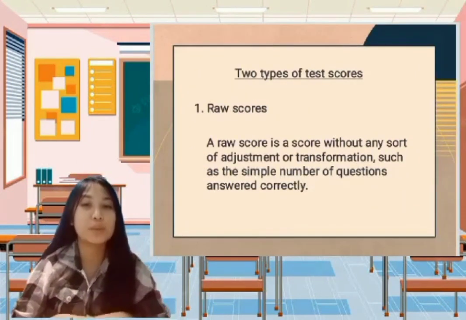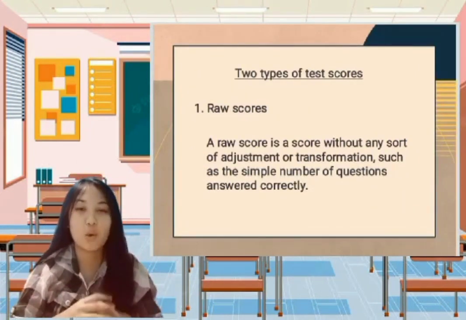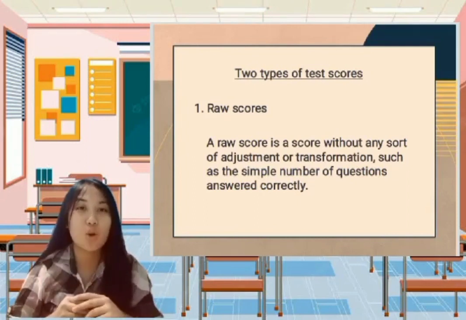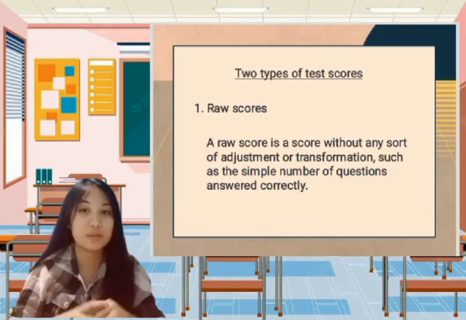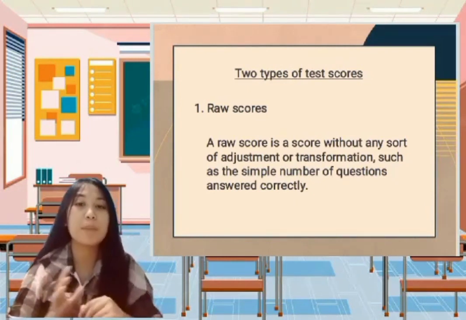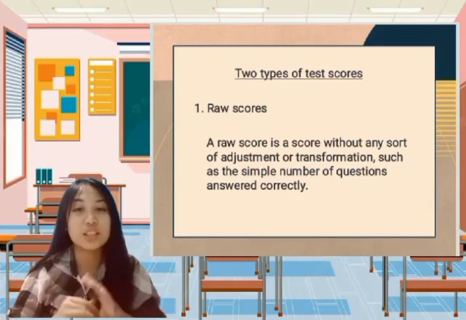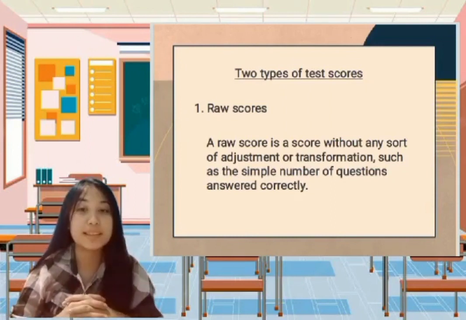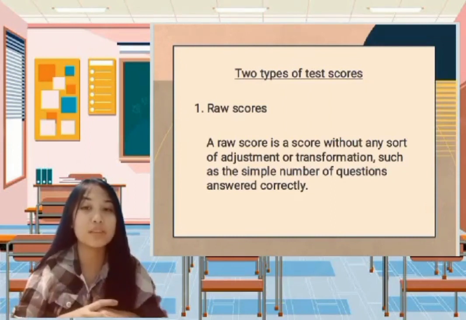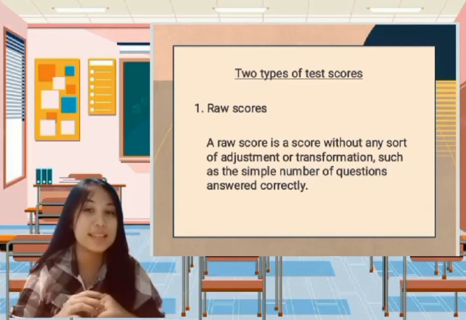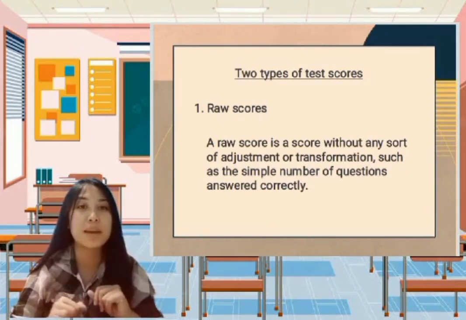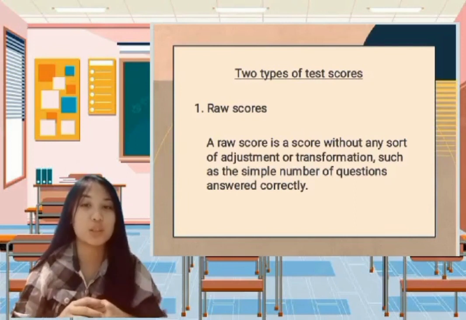Now we will proceed to the two types of test score. Number one is the raw score. It is a score without any sort of adjustment or transformation. The best example for this is when your teacher gives you a 100-item test and you get 80 out of 100, so your raw score is 80. There is no adjustment or transformation to your score.